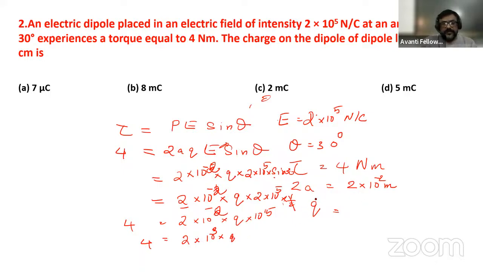So Q is equal to 4 by 2 into 10 raised to 3. That will be 10 raised to negative 3. That is 2 into 10 raised to negative 3 Coulomb. But that answer is not there. But we have the answer 2 mC, millicoulomb. This is the answer. 2 millicoulomb. C is the answer. So it's a simple question actually.